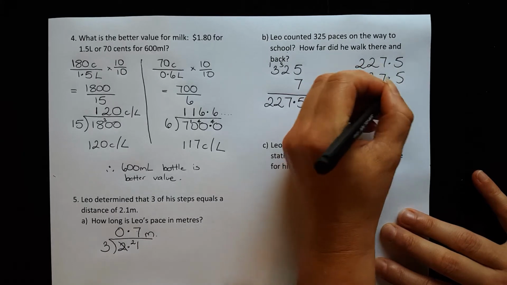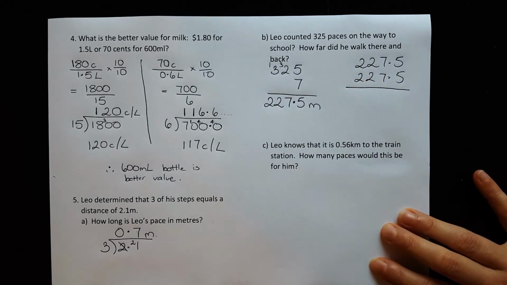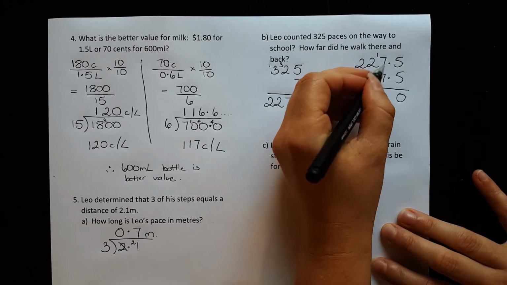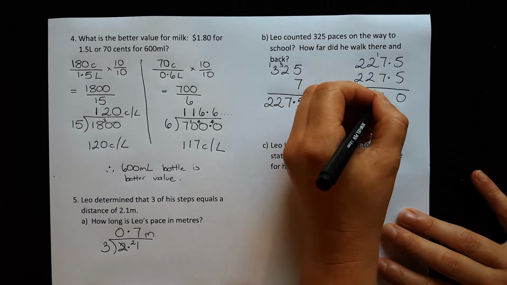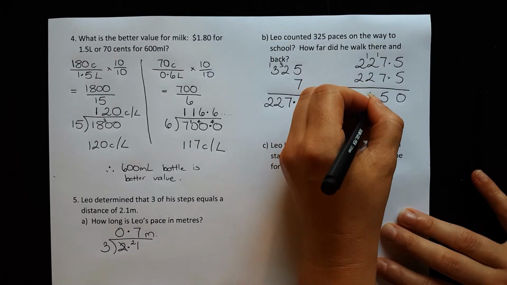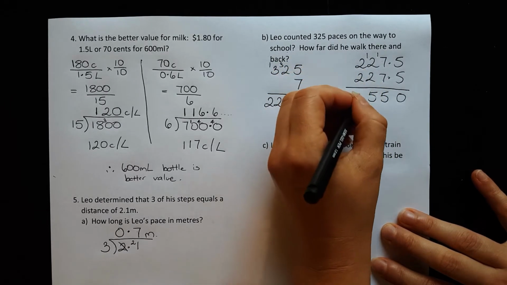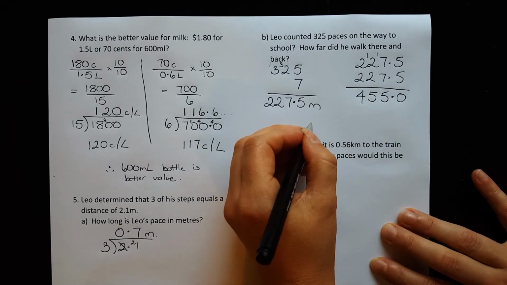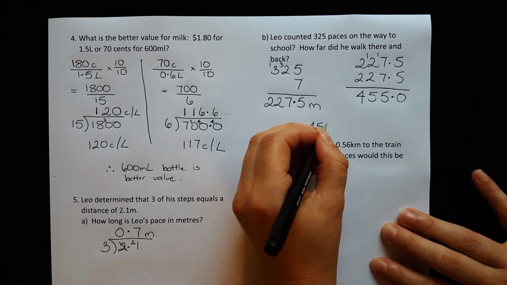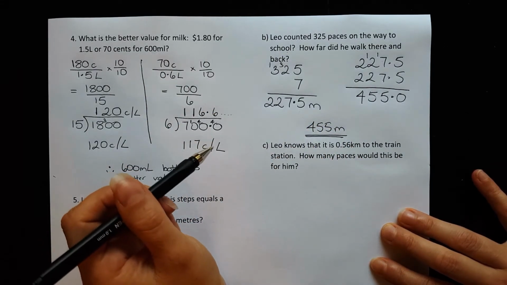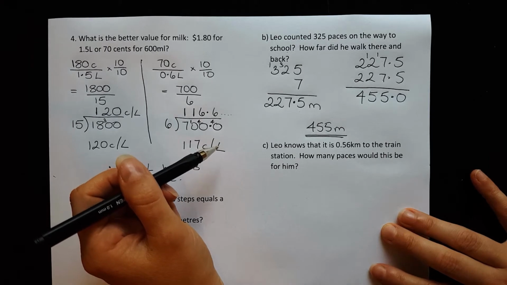227.5 plus 227.5. 5 plus 5 is 10. 7 plus 7 is 14, plus 1 is 15. 1 plus 2 is 5. And 2 plus 2 is 4. Decimal point stays in line. So therefore our answer is 455 meters that Leo walks to school and back again.